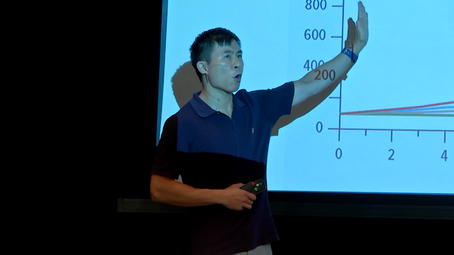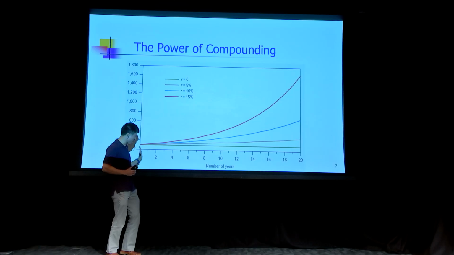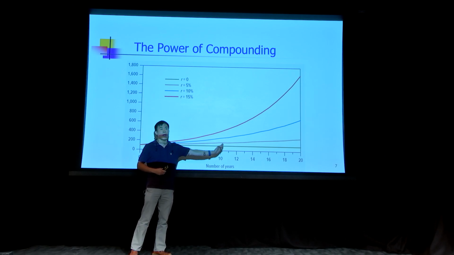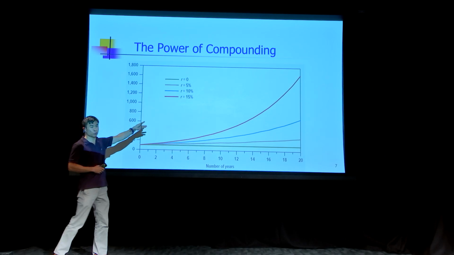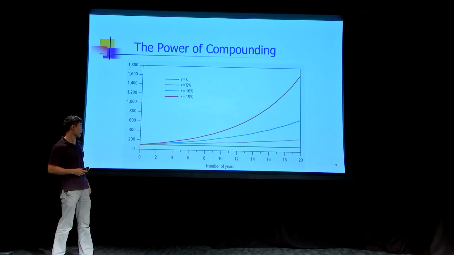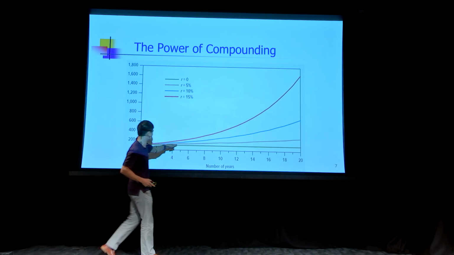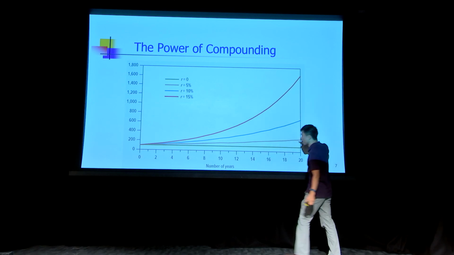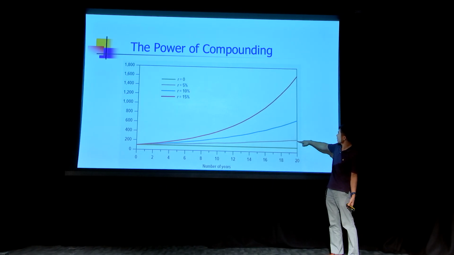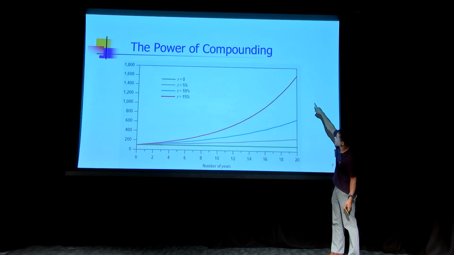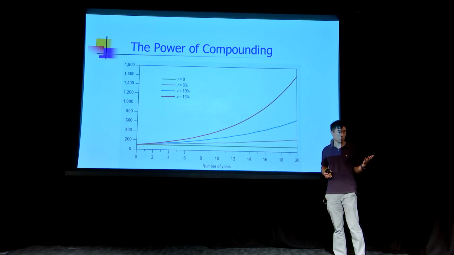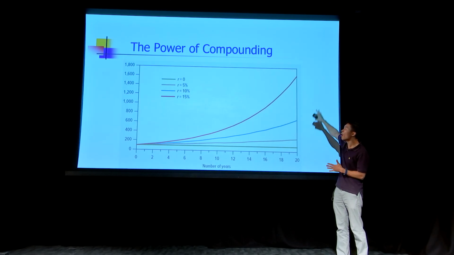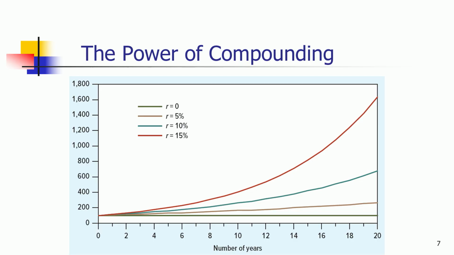But the power of compound interest is such that if you're investing for a long period of time, it really makes a massive difference as to what the interest rate is. Right, so here, if it's 5%, you're getting about £200 at the end of 20 years. Whereas if it's 15%, you're getting about 1,600. So you're getting 8 times more money, even though the interest rate might only be 3 times as much, because of this idea of interest on interest.